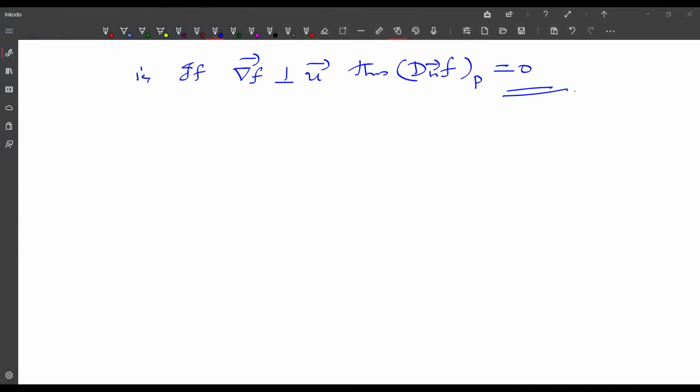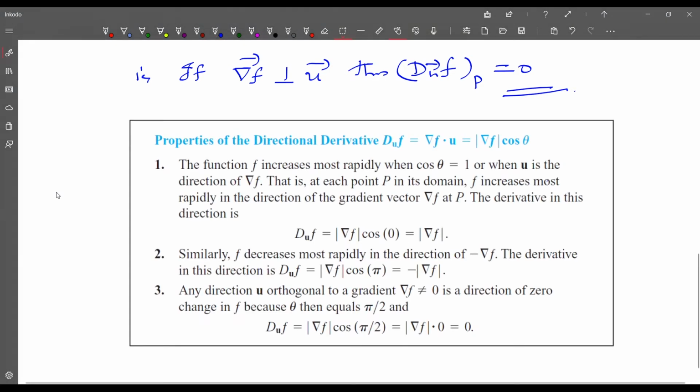Thus we have the properties of directional derivatives. The function f increases most rapidly when cos theta equal to 1, or when u is in the direction of del f. That is, at each point p in its domain, f increases most rapidly in the direction of the gradient vector del f at p. The derivative in this direction is D_u f equal to modulus of del f into cos 0, that is modulus of del f.